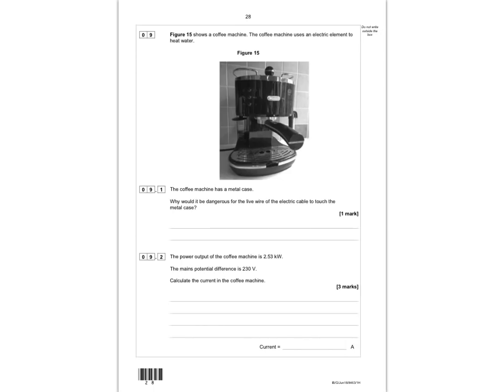Question 9 shows figure 15, which shows a coffee maker. The coffee machine uses an electric element to heat water. In question 9.1 it says the coffee machine has a metal case. It asks you, why would it be dangerous for the live wire of the electric cable to touch the metal case? So the reason that is dangerous is that it could cause an electric shock. So any reference to electric shock will get you the mark for that question.